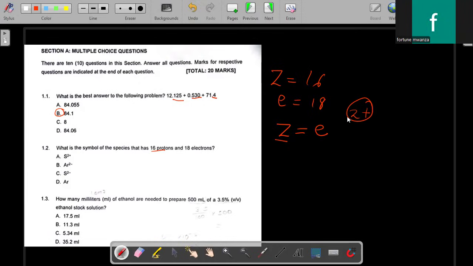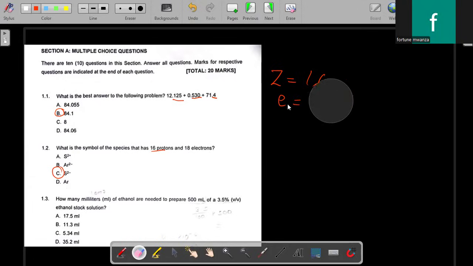When a species gains electrons, it becomes negative. So here you have a charge of 2 minus. If you check your periodic table for a species with a proton number of 16, you're going to get sulfur. So sulfur has a proton number of 16, and when it gains 2 electrons, it will have a 2 minus sign there. So there the answer is going to be C. So let's go to question number 3.